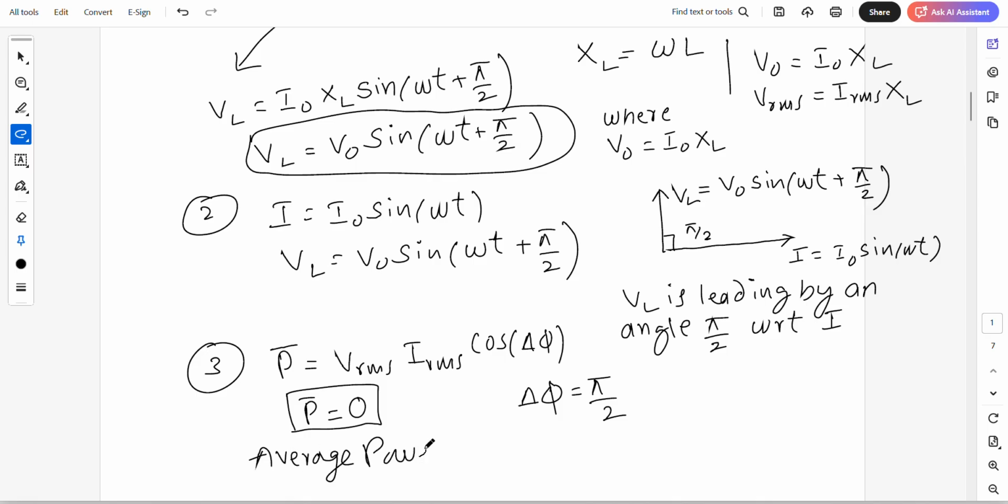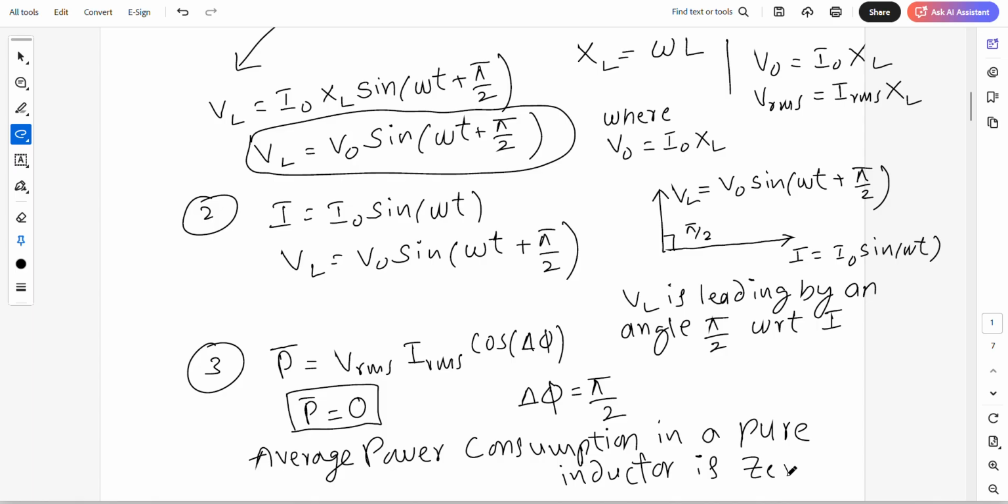Average power consumption in a pure inductor is 0. Hope you understood this one. Is 0. Okay, pure inductor means there is no resistance in series with it.